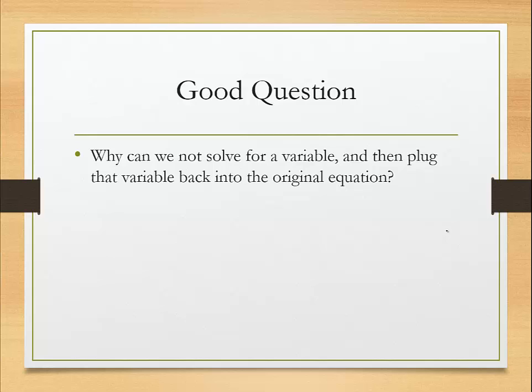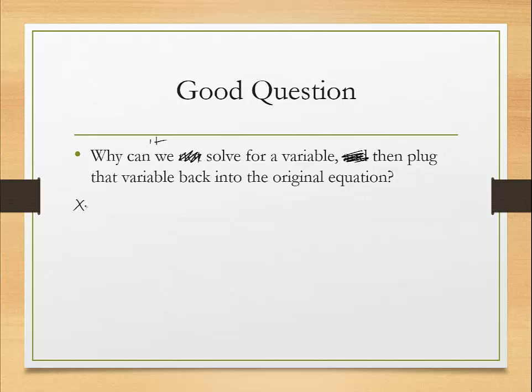Good question. Oh, I wrote this wrong. Why can't we solve for a variable, then plug that variable back into the original equation? Well, we can't do that because when we use substitution, we have two equations. We're solving for two equations. But whenever you plug the solved variable back into the original equation, it's like solving for the same equation, which means we have two of the same equation, which means that we have one line, therefore there's really no real solution. So let me show you an example.